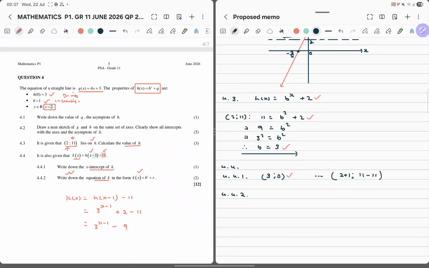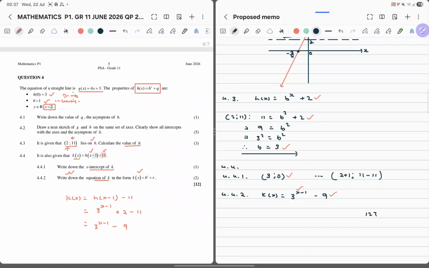Yep, that's the one. So we will write here that k of x is going to be 3 to the x minus 1 minus 9. Nice and easy. Okay, guys, 2 marks for the answer, perhaps for the 2 things, the exponent and the asymptote, or just say 2 marks for the answer.